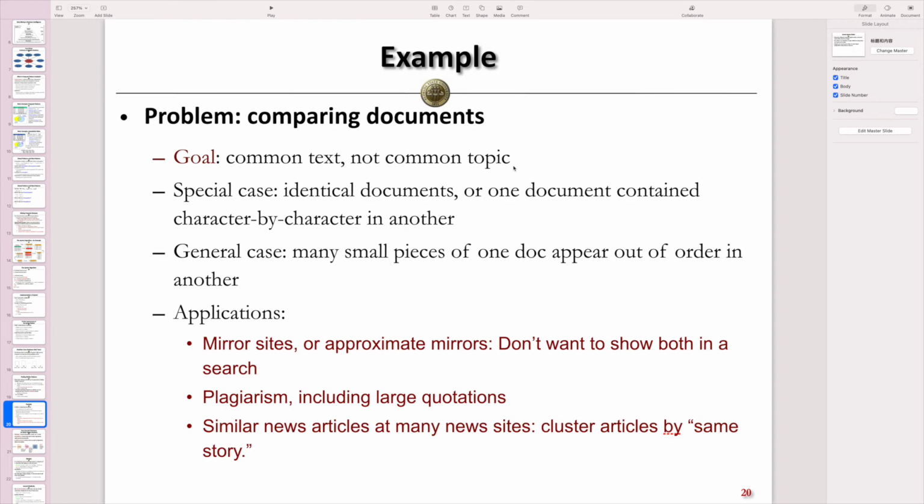Another example is plagiarism of contents on the web. For example, one page may contain a large quotation of the contents from another page. By comparing the documents, we may find such plagiarism. Also, we can compare news articles at different sites. Different writers may write news articles in different ways, but they are about the same content or the same story. So by comparing the web pages, we can cluster the news articles by the same story or the same contents.